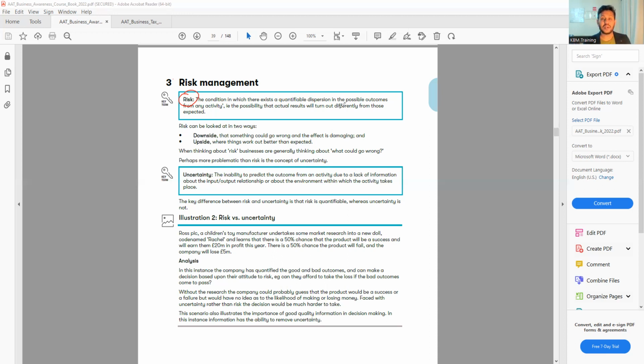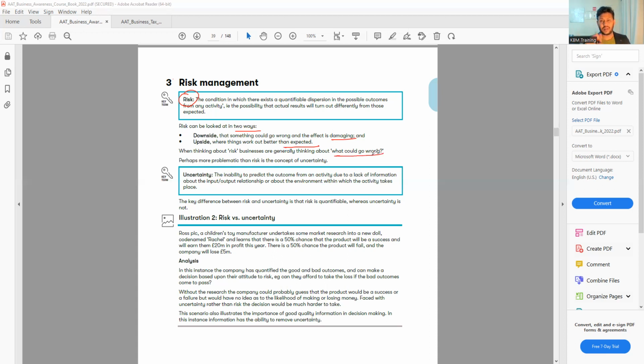So if we sell ice cream, the expectation was to sell 1 million units, but actually the summer was short, or it wasn't hot enough to buy a lot of ice cream. So the factor is the weather here. There is a seasonal variance and other impacts could happen. So there is a risk, it could happen, and we analyze the risk factor. And risk can be looked at in two ways. A downside, where something could go wrong and the effect is damaging, and an upside, where things work out better than expected.